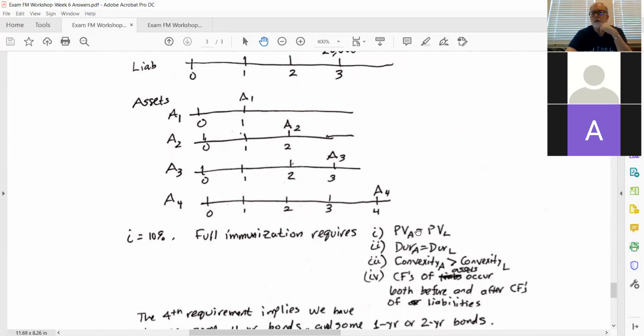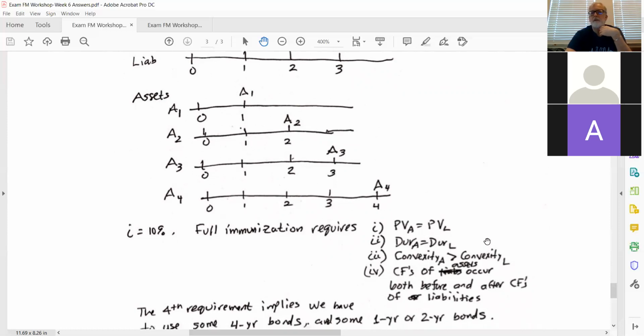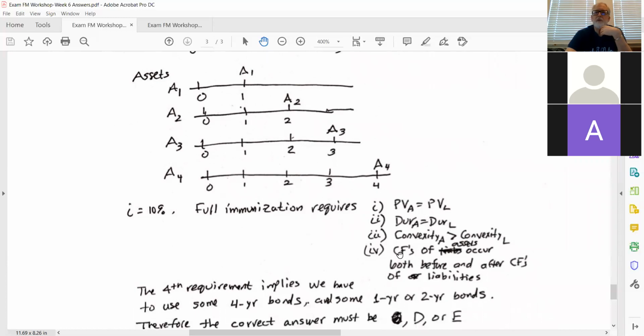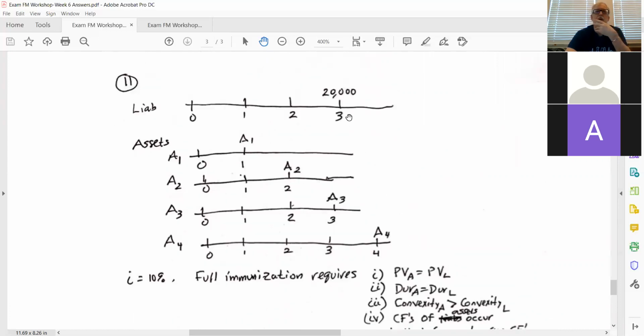So we have 4 conditions for full immunization. The present value of assets has to equal present value of liabilities. The duration of assets is the duration of liabilities. Convexity of assets is greater than the convexity of liabilities. And the 4th is that asset cash flows have to occur both before and after each liability cash flow. Well, there's only one.